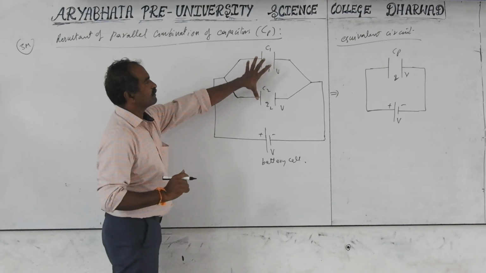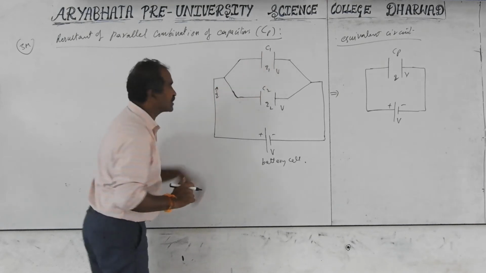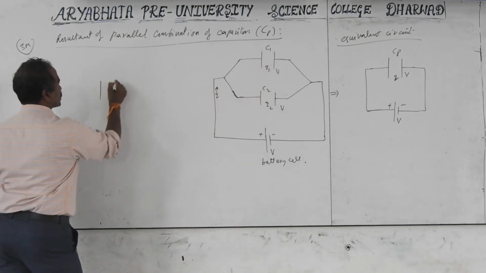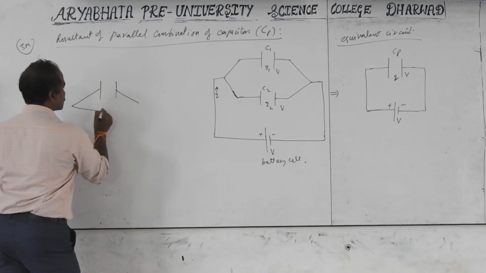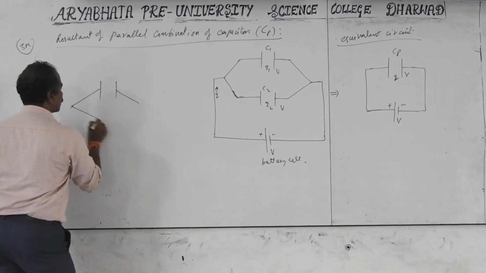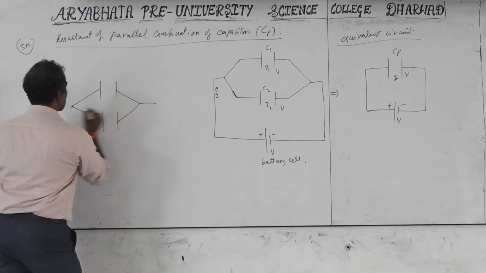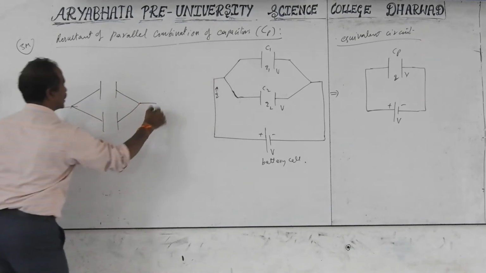One more thing, this diagram can be mentioned in different ways. The same diagram can be mentioned in different ways. The diagram can also be mentioned like this. You can also mention it like this. What these lines indicate is electric wires. You can connect like this. This is the upper part. You can connect to the battery like this.